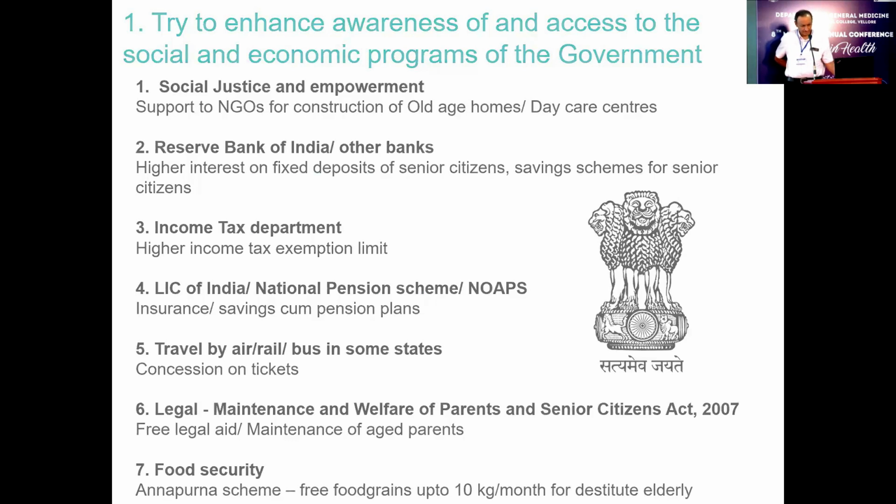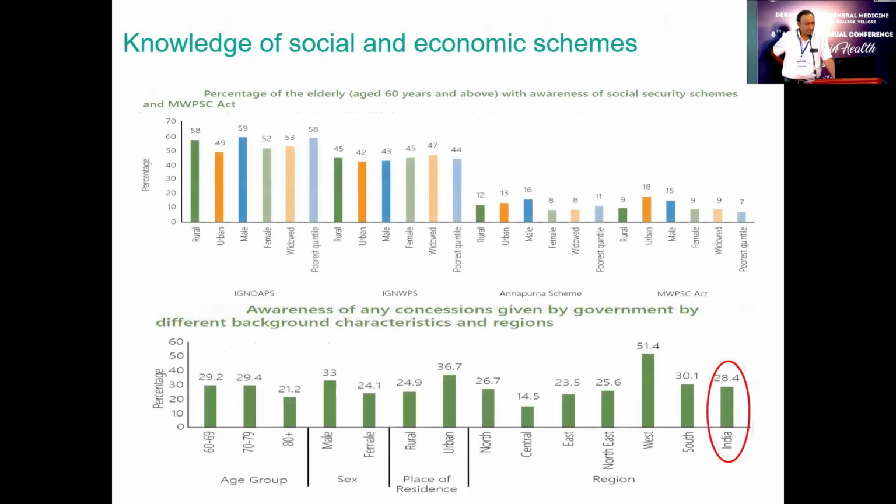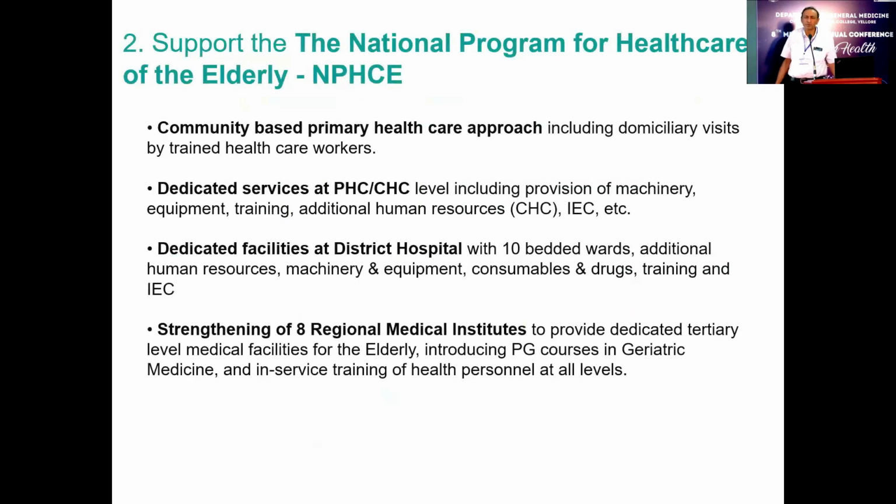But the LASI data, I mean, the longitudinal aging study in India data, shows us that the awareness of older people regarding these schemes is still pretty low. Now, this bottom figure here shows you that all India awareness of any concessions given by government in the country is about 28%, which means almost just a quarter of them actually know about these schemes. So I did mention the national program for the healthcare of the elderly earlier. I think that it's a nice program as it is conceived.